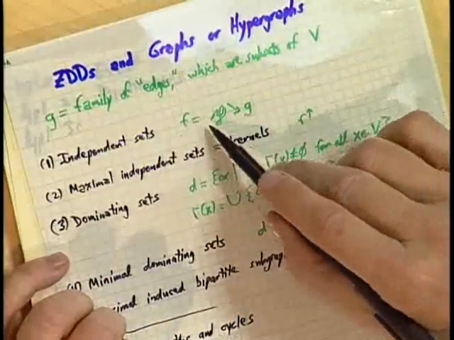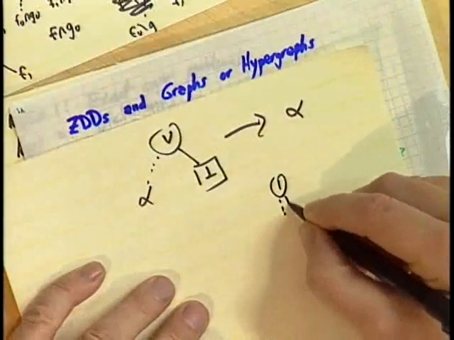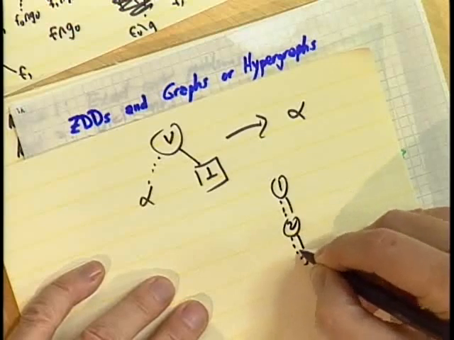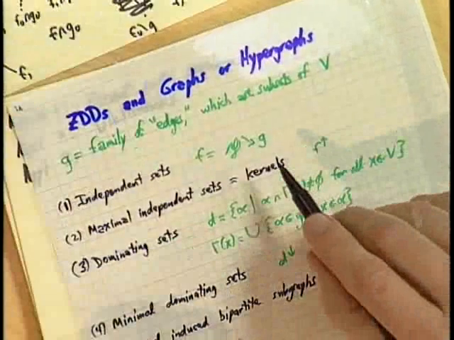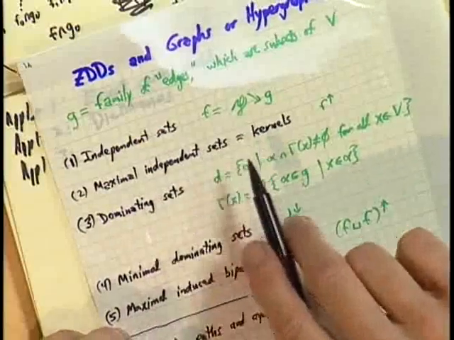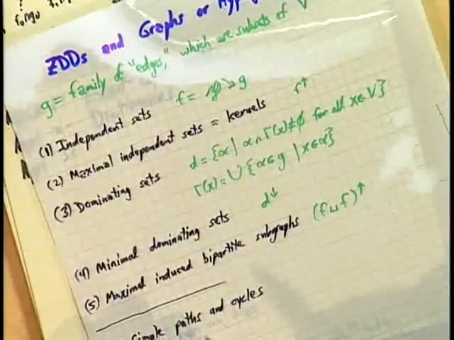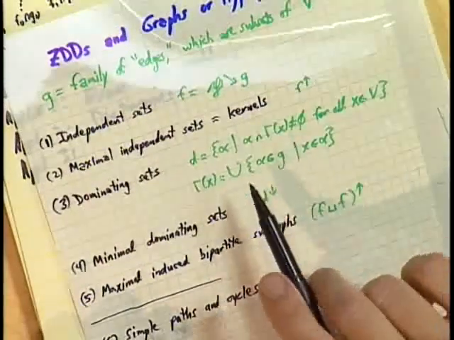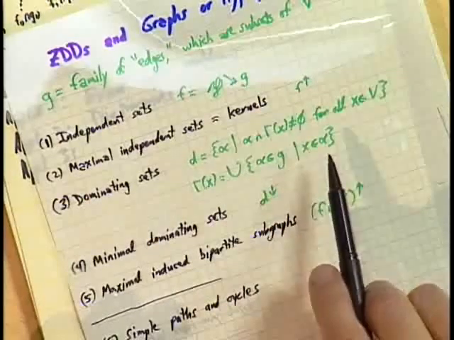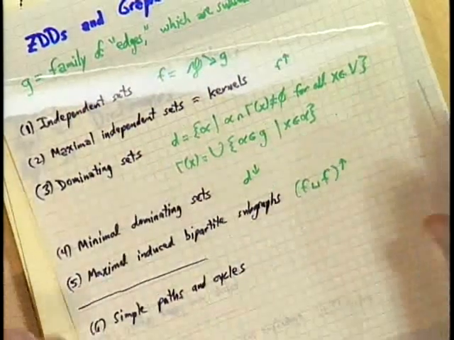And this has a very simple ZDD. It goes like 1, 2, 3 and so on. So anyway, we can find all independent sets. We can find the maximal independent sets by taking the maximal elements of that. We can find all the dominating sets. There's a fairly simple calculation to find the dominating sets of a graph, the minimal dominating sets. Let me give you the flavor of that.